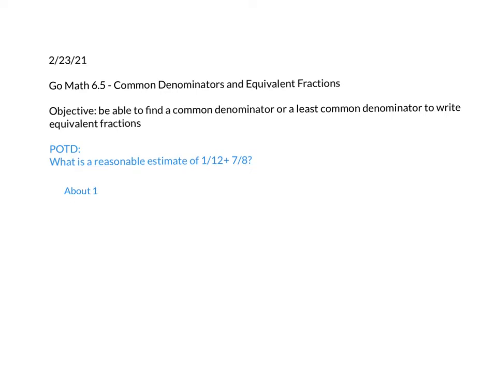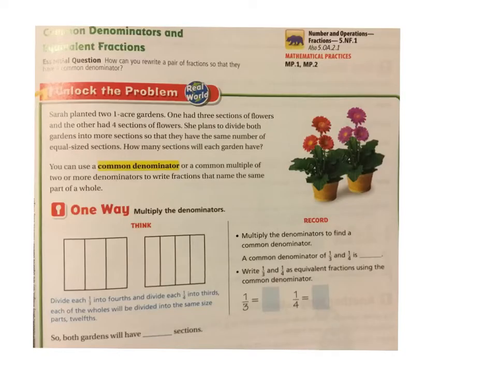All right, moving on. So in your book, you should be on page 269. Make sure you hold it up to the camera so Ms. Rupa can see that you are ready to go. And again, that essential question: how can you rewrite a pair of fractions so that they have a common denominator? Let's go ahead and unlock the problem.